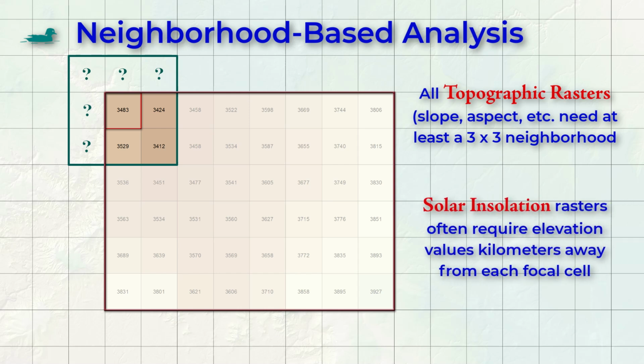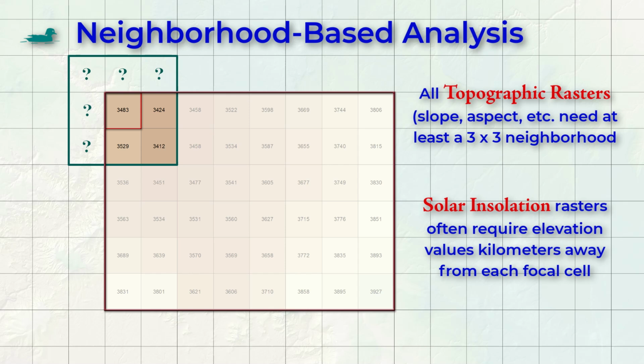The installation value at that cell often depends partly on elevation values kilometers away from the cell, and if all those elevation values are gone because you clipped it out, then we just can't calculate accurate data anymore. The same issue applies to any focal statistics analysis, such as neighborhood means and topographic position indexes.